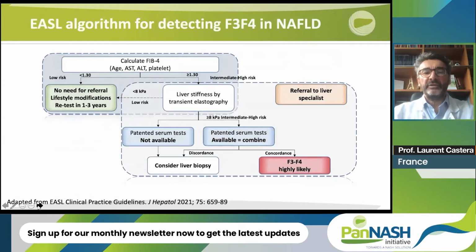This is the EASL algorithm that has been proposed for detecting advanced fibrosis in NAFLD. So again, as I mentioned, FIB4: if you're below 1.3, no need for referral, lifestyle modification, and you can retest, of course. If you're above, you should undergo a second exam. The first one is liver stiffness, and the cutoff is 8 kilopascal. You might use a second test, a patented serum test, and combine them. When they are in concordance, the likelihood of advanced fibrosis is very high and you don't need a liver biopsy. In the other cases, you might consider liver biopsy.